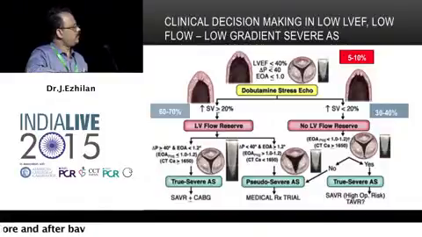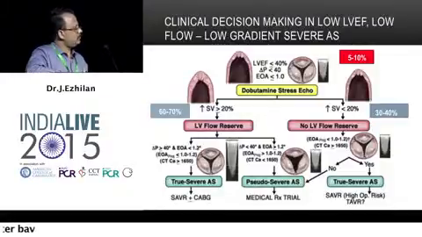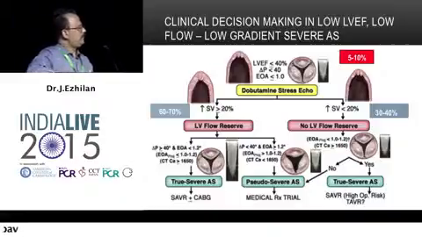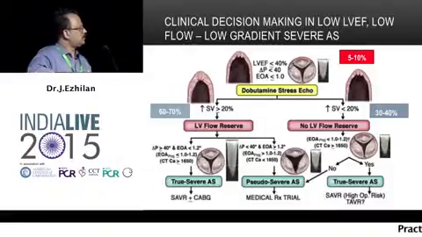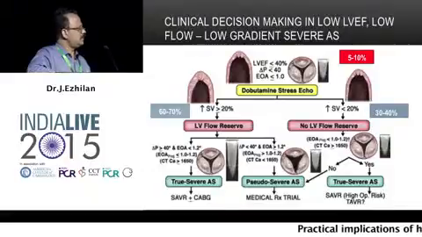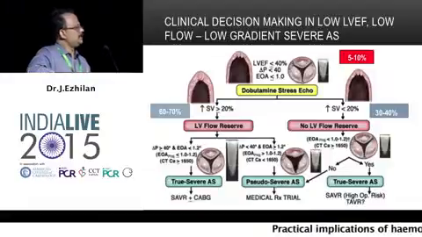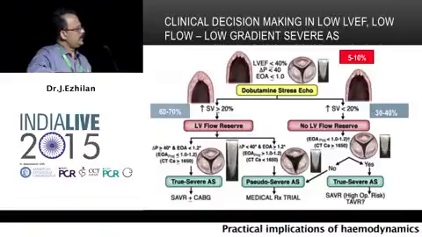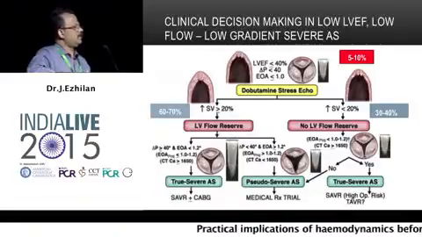If you have LV flow reserve, then you calculate the mean gradient, then you calculate the effective orifice area. This is the projected effective orifice area. There is a new method whereby, if the flow is considered fixed, you can calculate what the aortic valve area would be. With that also you can calculate, and then you do a CT calcium scoring. Based on these values, if the effective orifice area is less than 1.2, then it is true severe AS, and you send the patient for surgical aortic valve replacement plus or minus CABG. And if the effective orifice area is more than 1.2 centimeter, then it is pseudo severe AS, and this patient is better off on medical treatment.